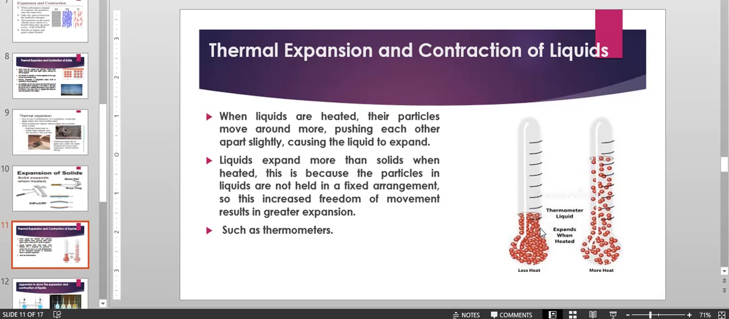For example, a thermometer. At room temperature, the mercury of the thermometer is inside this bulb. But when you heat it or give a high temperature, the mercury starts to move upwards. For example, if you place the thermometer in your mouth, the mercury will expand due to the high temperature, giving a reading either of a normal body temperature or an indication of a fever.